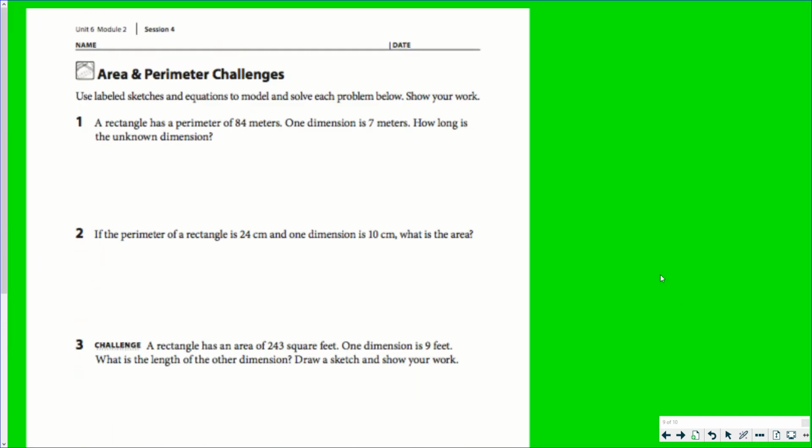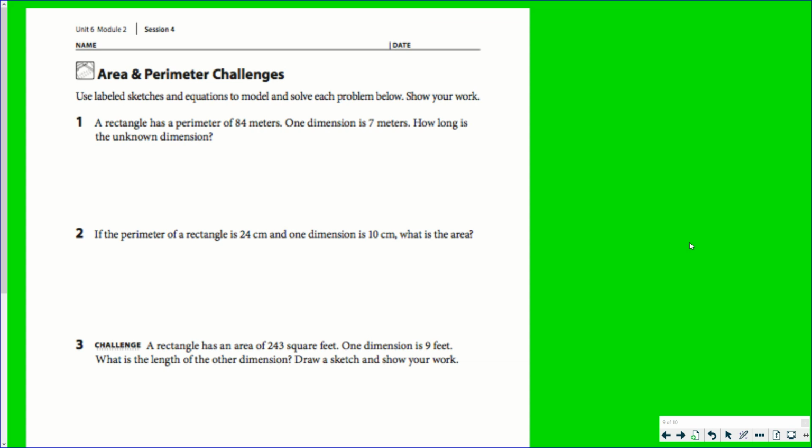This is page 234 out of your yellow book, and this will be part of your daily assignment. I will take you through the first problem, and then I'm going to let you off on your own to finish the rest of them. You might want me to solve all the problems for you, but that's not what I want to do for you. I want you to be able to challenge yourself through this.